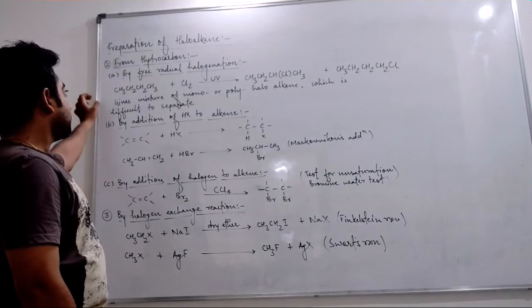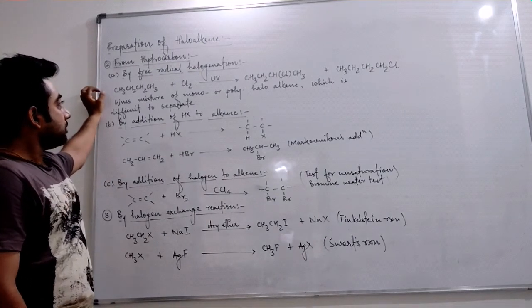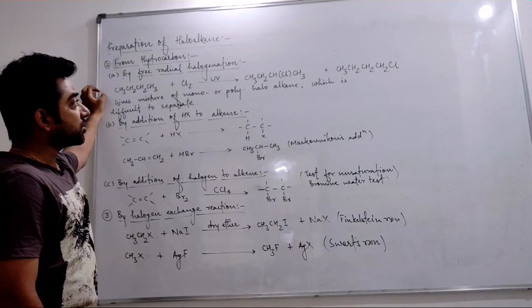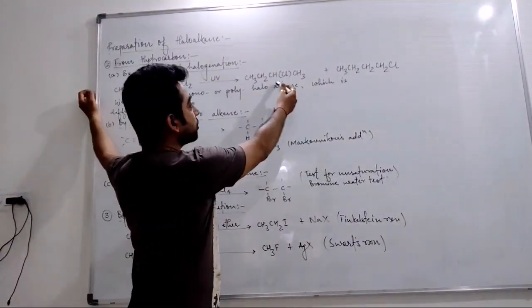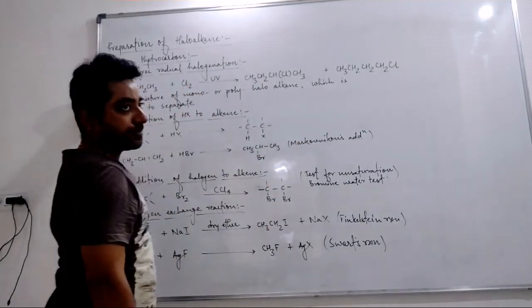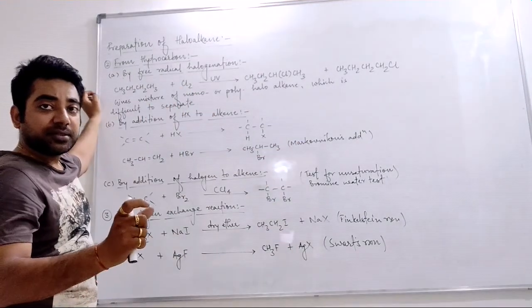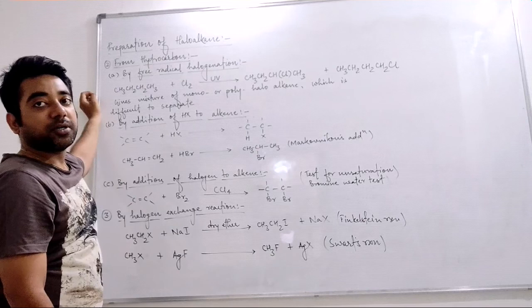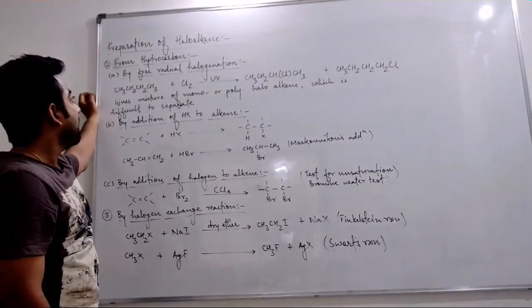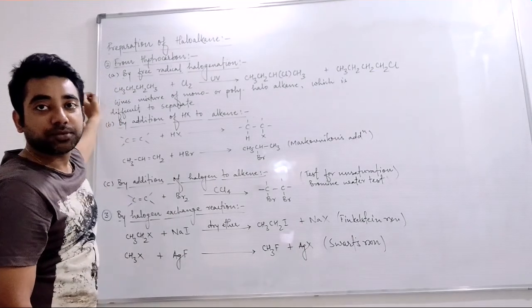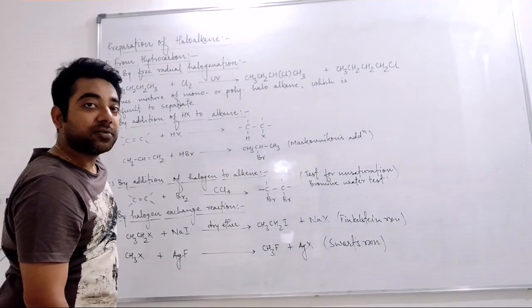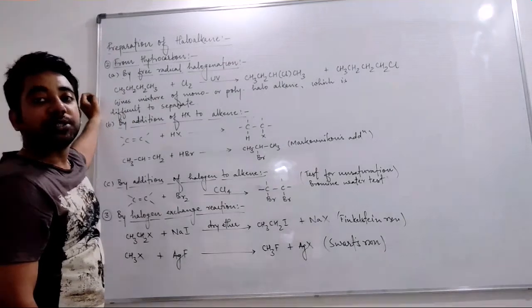As in this example, you can see butane upon reaction with chlorine in presence of sunlight gives 2-chlorobutane and 1-chlorobutane. They have very little difference in their boiling points, so they are difficult to separate, and that's why this method does not find much application for the preparation of haloalkane on commercial scale.